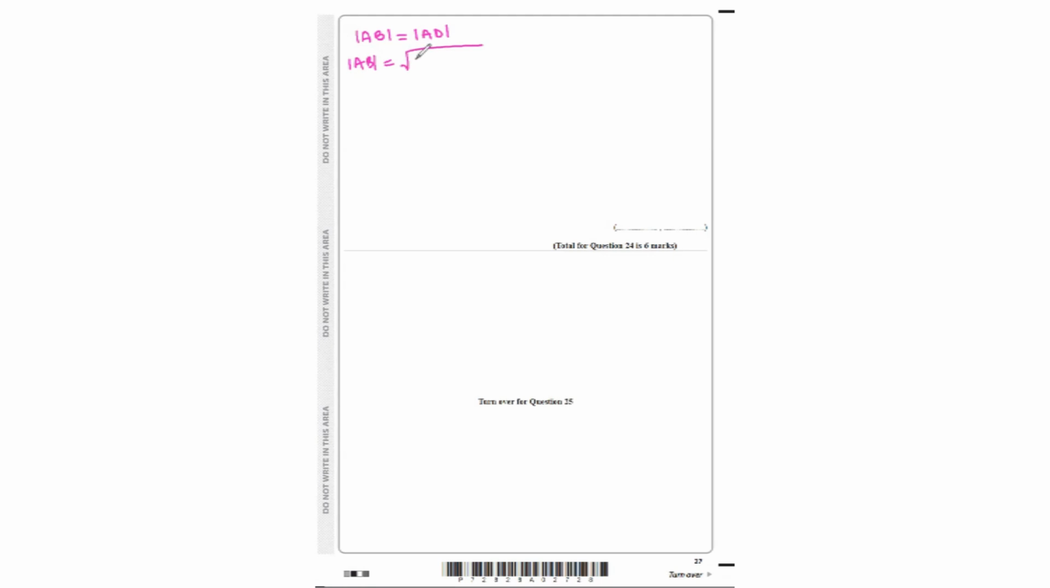square root of (10 minus 4) squared plus (minus 2 plus 5.4) squared. That gives us square root of 36 plus 11.56. And that's going to be 6.896. Then the magnitude of AD is going to be square root of (10 minus y) squared plus (negative 2 minus x) squared.